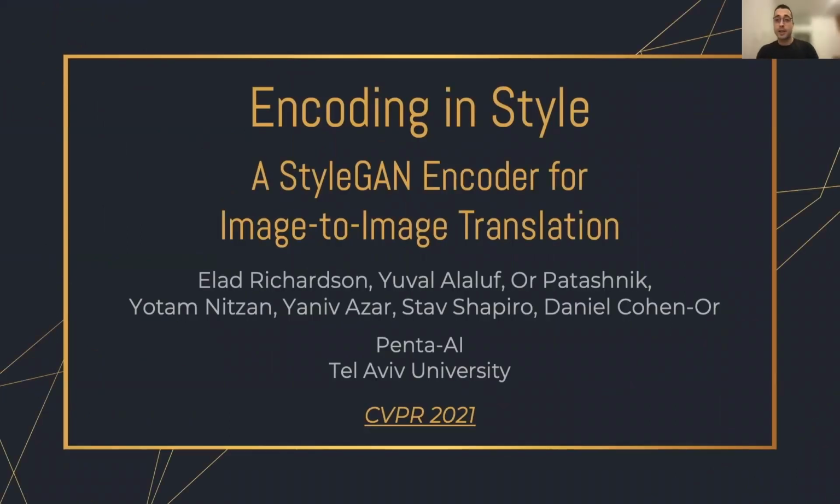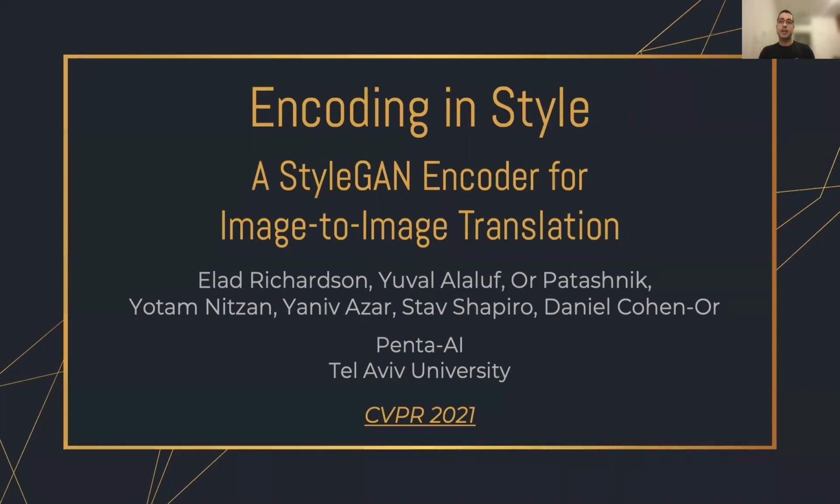So thank you all for that great introduction. And now we're going to talk about our first work called Encoding in Style, a StyleGAN encoder for image-to-image translation. And this is really our first work that O and I worked on together in the world of StyleGAN. So this is really where our journey begins.